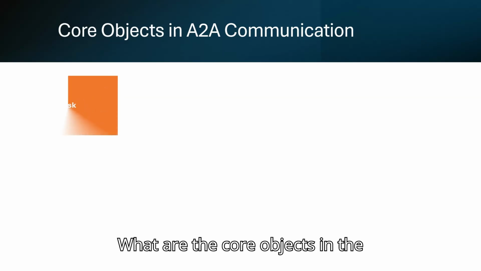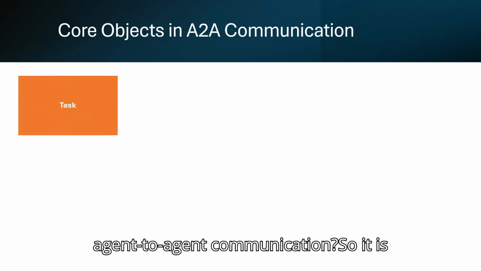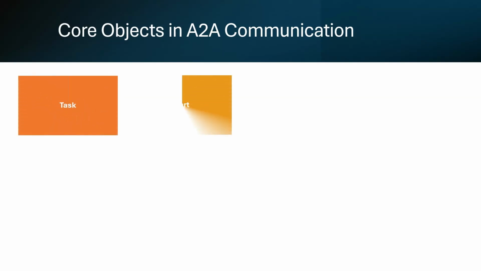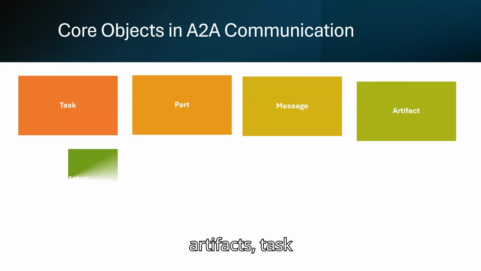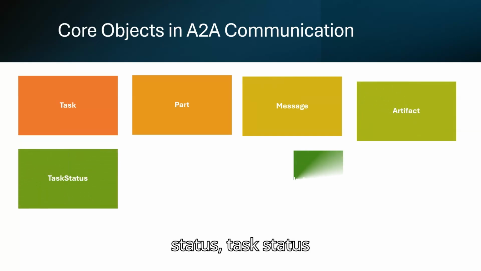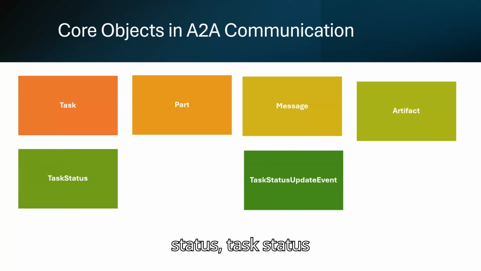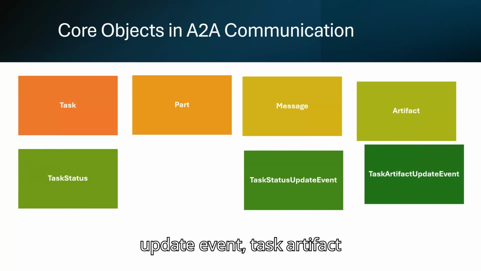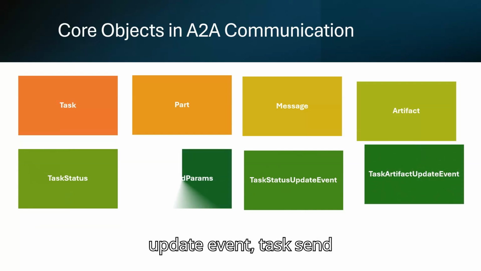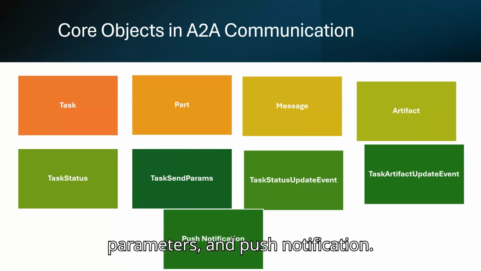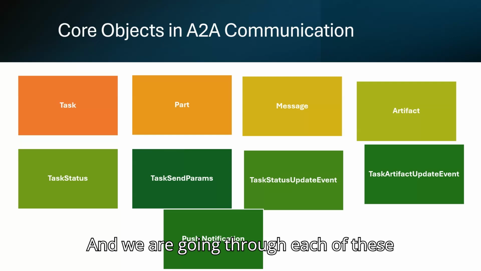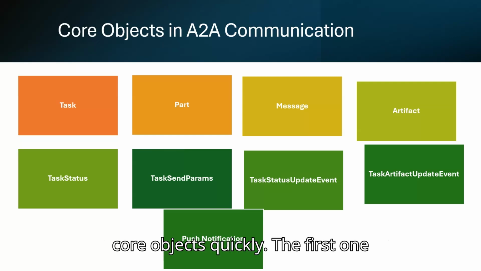So what are the core objects in the agent-to-agent communication? They are task, parts, messages, artifacts, task status update event, task artifact update event, task send parameters, and push notification. We are going to go through each of these core objects quickly.